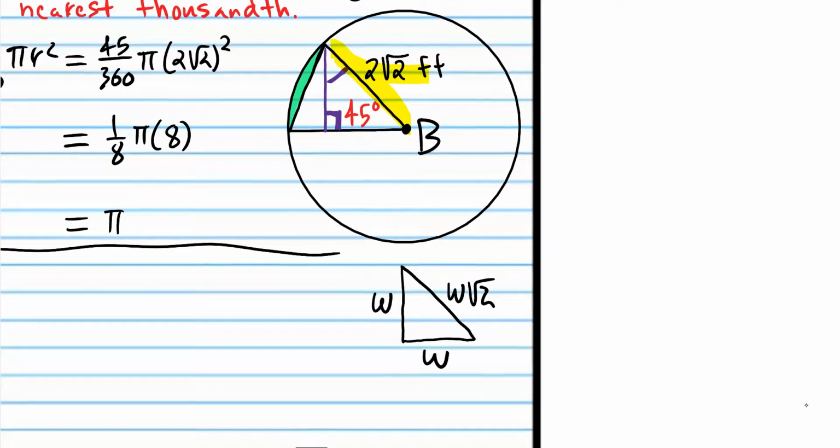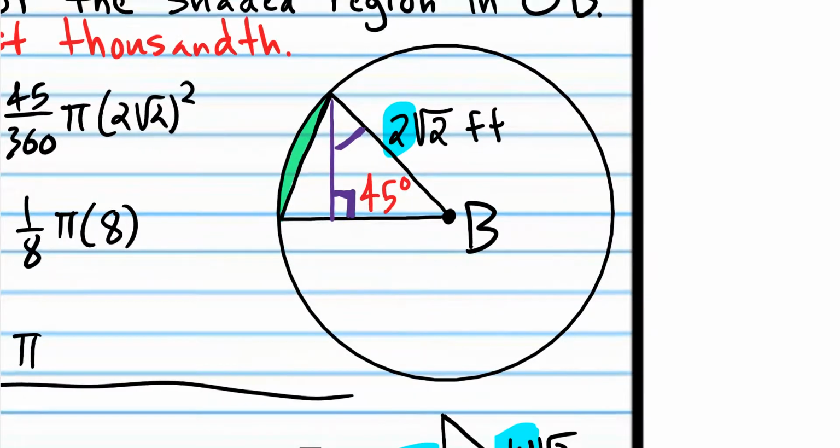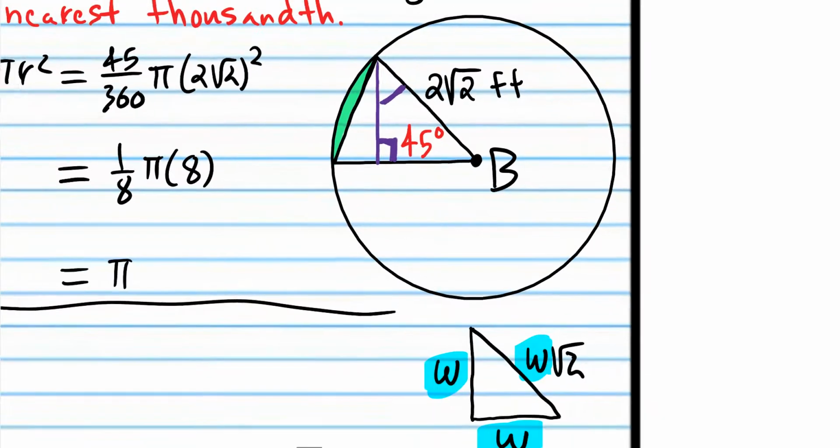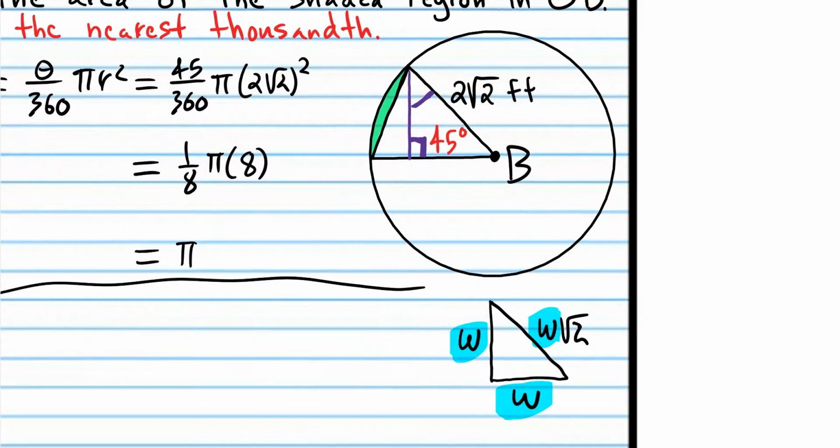And so W is also obviously going to be 2. It's that blue 2. So that means the height, this purple segment here, the height is going to be 2. So we know the height of the triangle, the yellow triangle, but we still need to find the base. What is the base? We don't have the base.